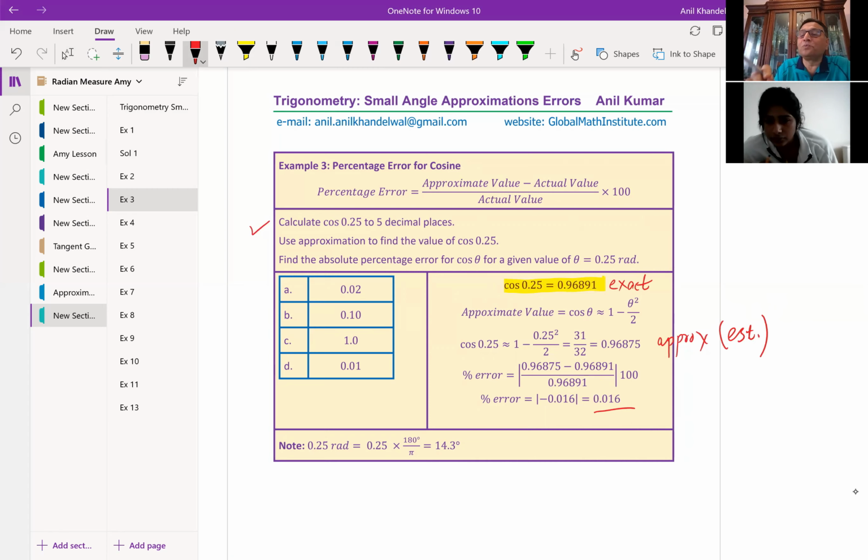It is only 0.016% error. You see, so small. Now we are not talking above 1%. It is 0.01%, 0.02%, you can say. And if you convert 0.25 to degrees, it means 14.3 degrees. So even for an angle which is 14 degrees, the error is only 0.02%, correct?